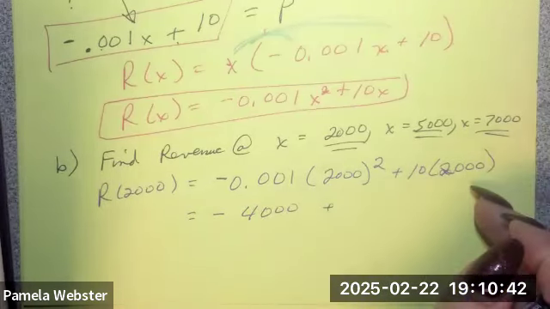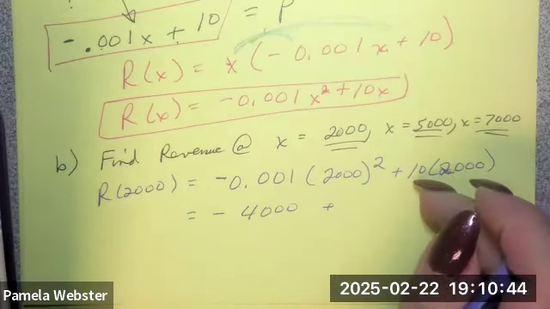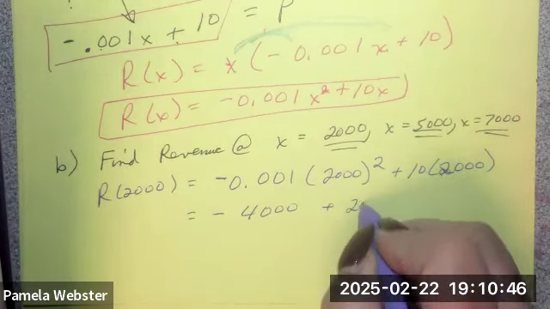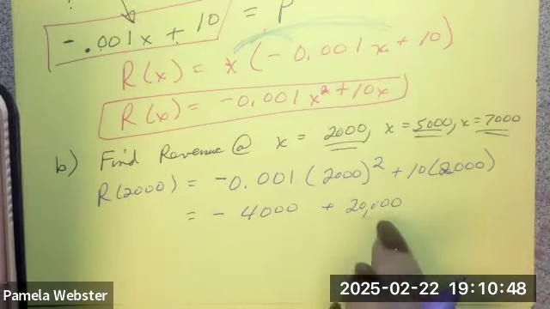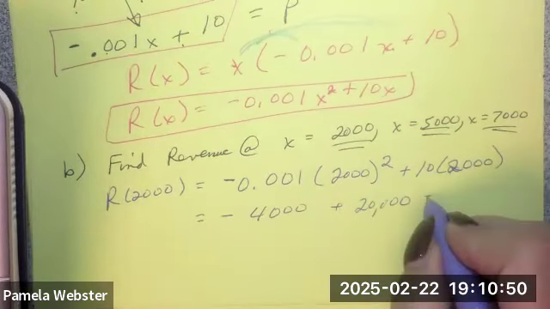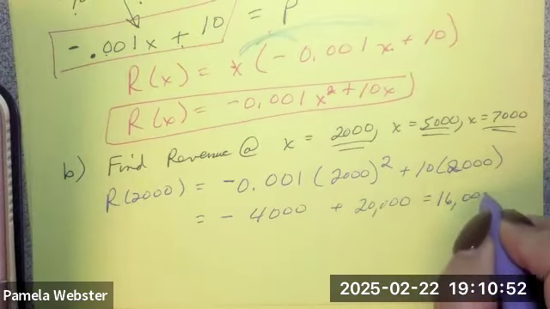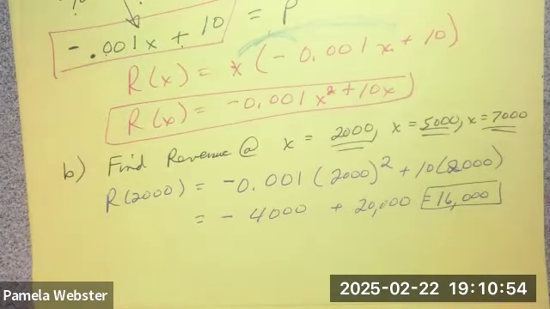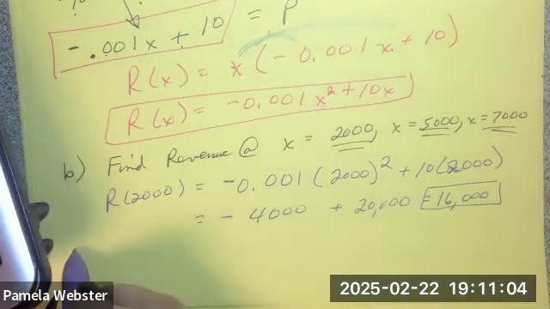Plus, when I did 10 times 2,000, I got 20,000. And we all know 20,000 minus 4,000, that's 16,000. Okay. So the revenue that you think you would make here whenever you had 2,000 items would be about 16,000. Okay. And then keep going.